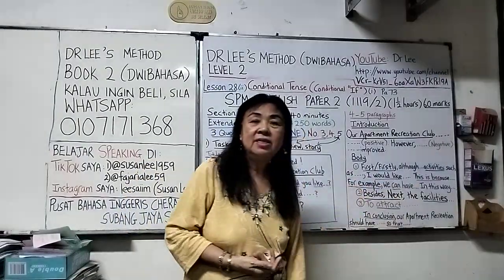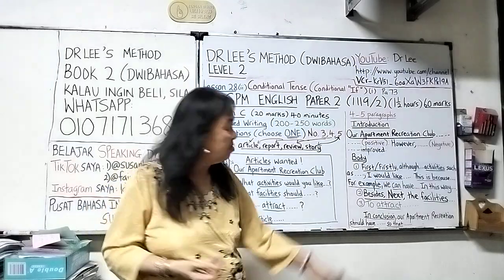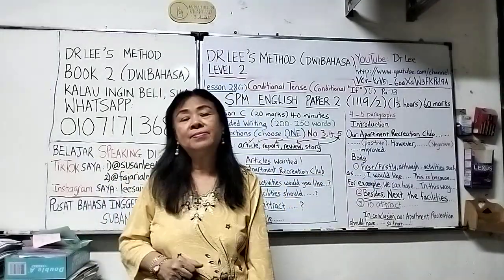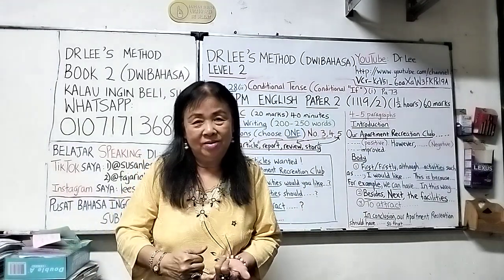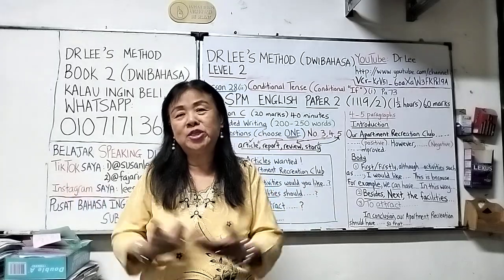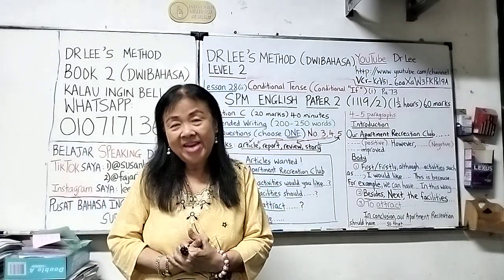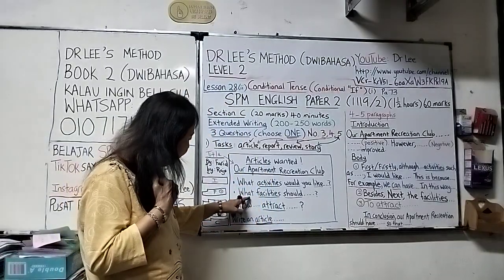Then you give your effect. What is the effect if you have all these things? In this way, the young and the old would have a place to spend their leisure time. Okay? Then you go to the second question here.